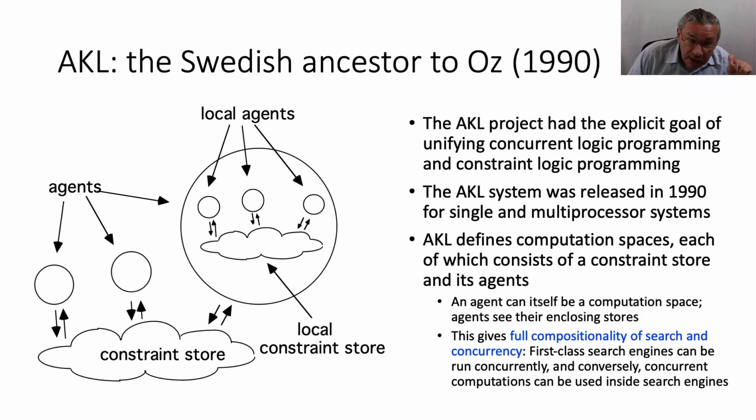The main concept in AKL that lets it solve the problem is the notion of a computation space. Each space consists of a store and its agents observing the store. And the interesting thing is that an agent can itself be a computation space, so that agents will see their enclosing stores. But agents cannot see into the minds of other agents, but they can see the environment that they're living in. This gives a full compositionality of search and concurrency. First-class search engines can be run concurrently in a concurrent setting, and on the other side, a search engine can, inside of itself, be defined using concurrent computations.